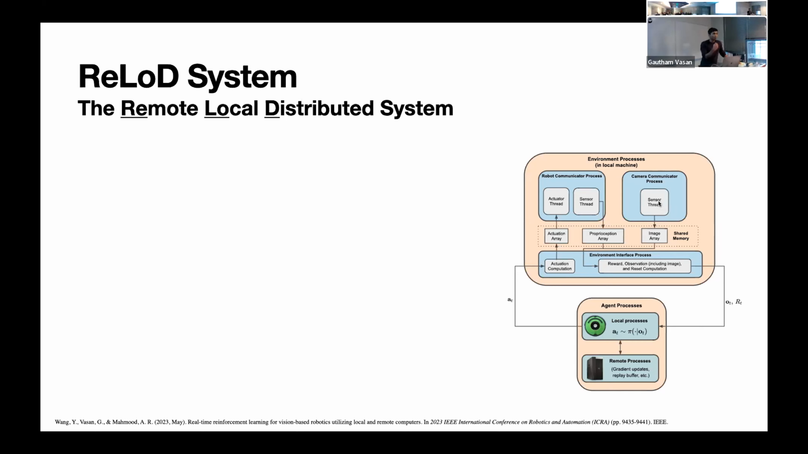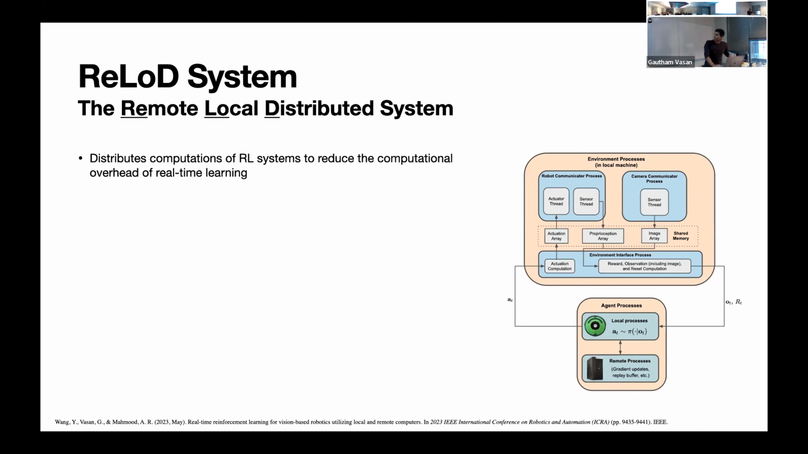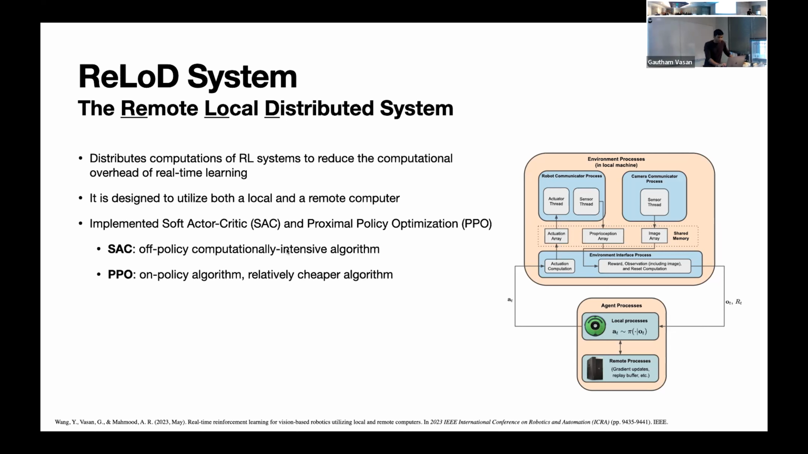There's a process to pull images from the camera. There's an environment interface process, which takes care of the RL interaction loop. And there's a separate agent process, which also has two different processes here. One is for sampling the action itself, and the other for making gradient updates. So we are calling this the ReLoD system, the remote local distributed system. This distributes computations of RL systems to reduce the computational overhead in real-time learning. It is designed to utilize both a local and remote computer, as I showed you with the Jetson setup before. And we implemented two algorithms here, soft actor critic and proximal policy optimization.